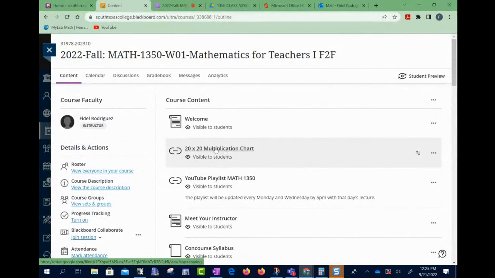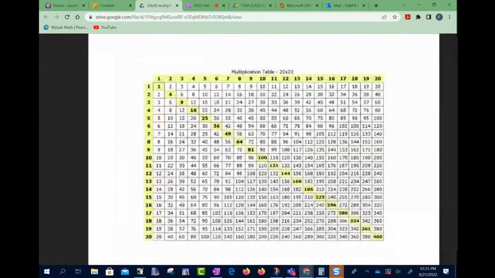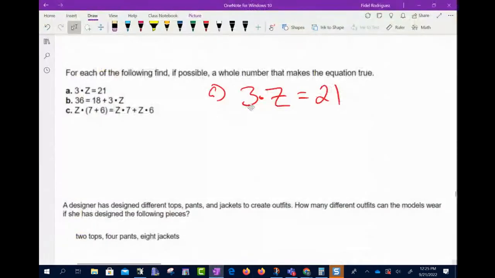The first thing I'm going to do, I'm going back here to my Blackboard page. I got a multiplication table right here, okay? I'm going to pull this up because I'm going to use this, okay? So let me come back to my notes. 3 times some number equals 21. So I want to say probably about 3rd grade is probably when we start looking at multiplication tables. And I know we usually look at it maybe a 10 by 10 or a 12 by 12.